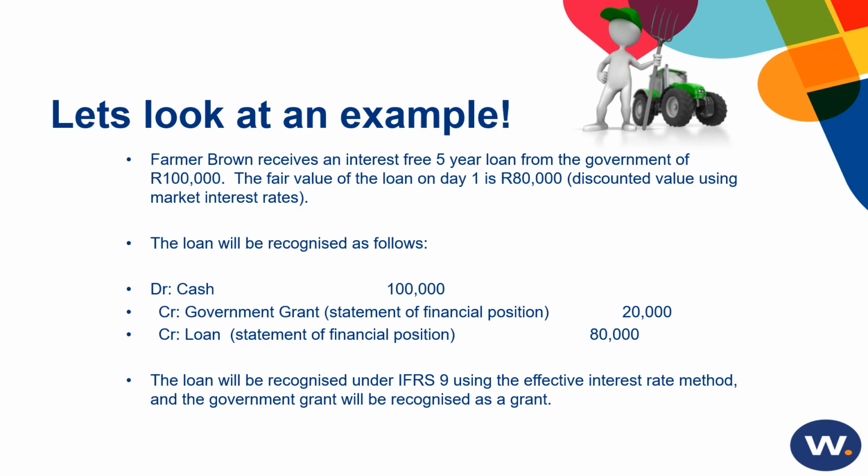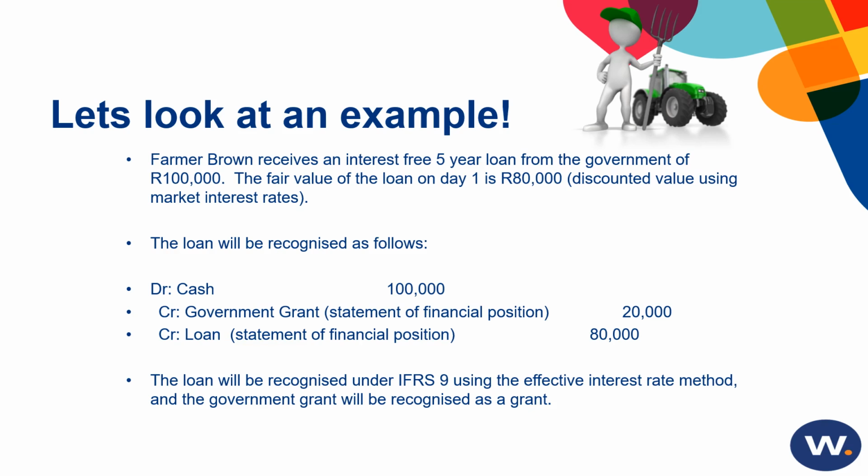So when we have to process the accounting entries in the books of Farmer Brown, we would debit the cash with 100,000 Rand, which is actually what was received by Farmer Brown. We will credit the loan with 80,000 Rand, which is the fair value on day one in accordance with IFRS 9. And the difference of 20,000 will then be the government grant, which will be accounted for in accordance with IAS 20.